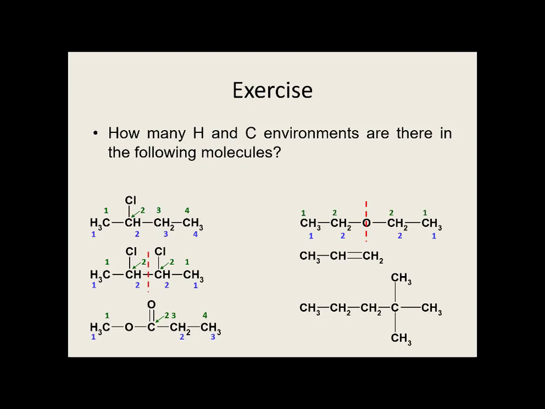Propene is a slightly trickier example. You might look at the molecule as it's drawn and think that there are three types of hydrogen and three types of carbon. However, that's not the case. If we look at the 3D structure, it will help to explain.